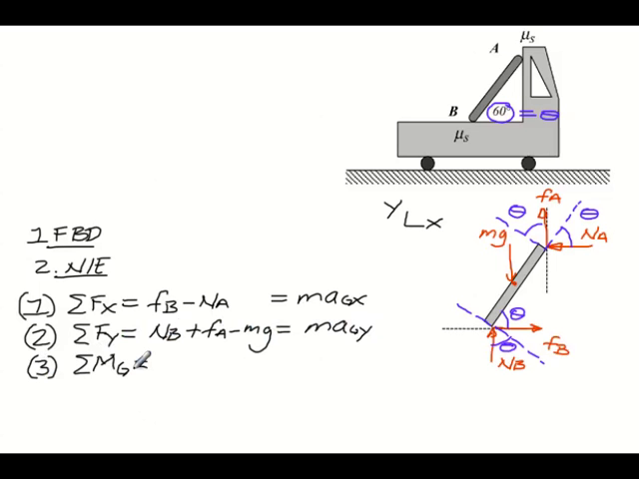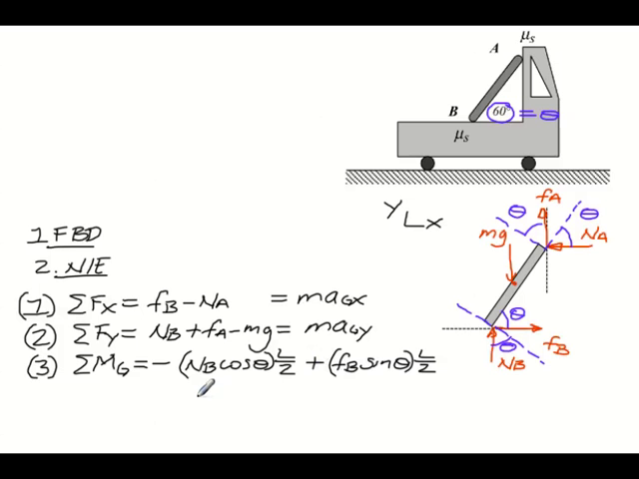The component of NB which is perpendicular to the bar is NB cosine theta. Its moment arm about G is L over 2, and that's in the minus k. The friction force, component of that perpendicular to the bar, is FB sine theta. That component of force has a moment arm of L over 2, and that's plus k.